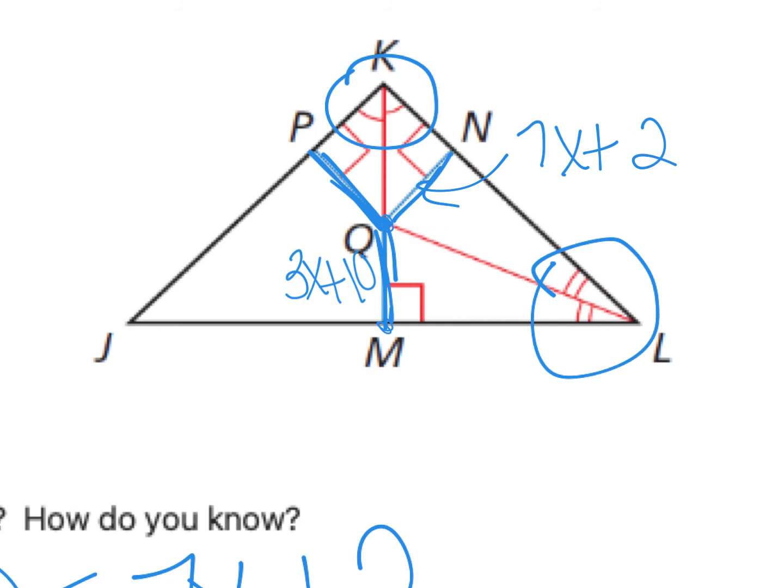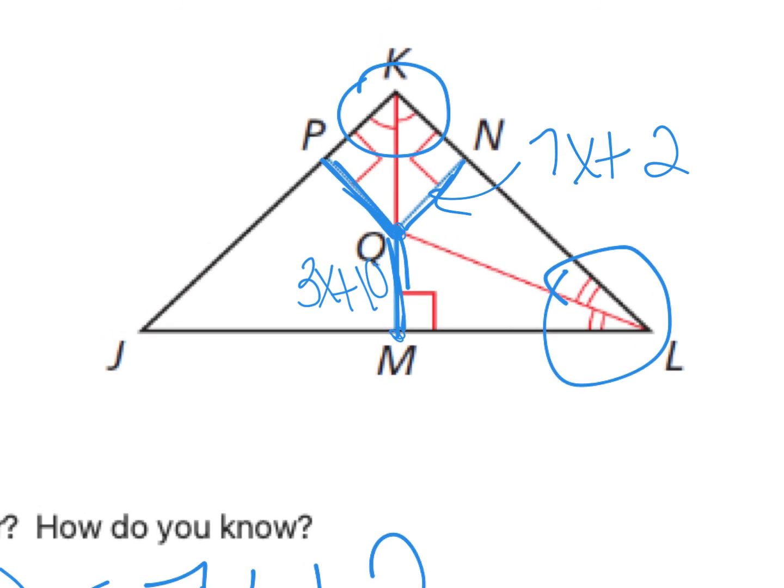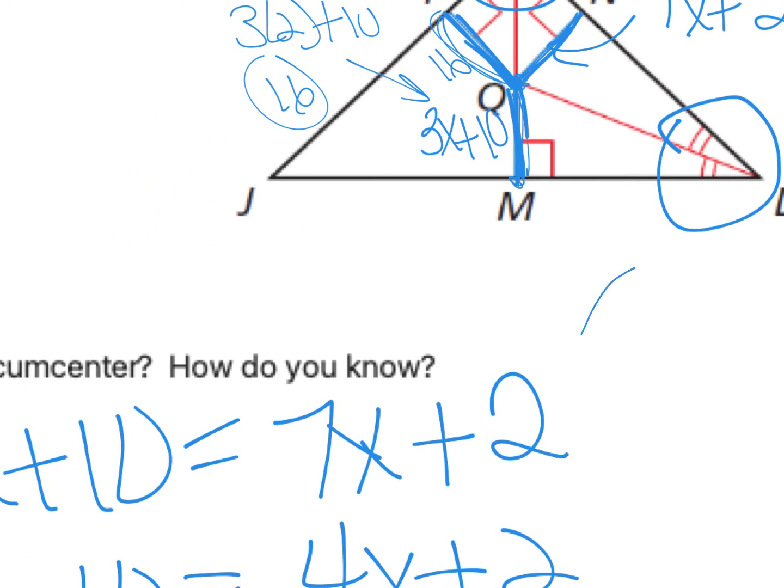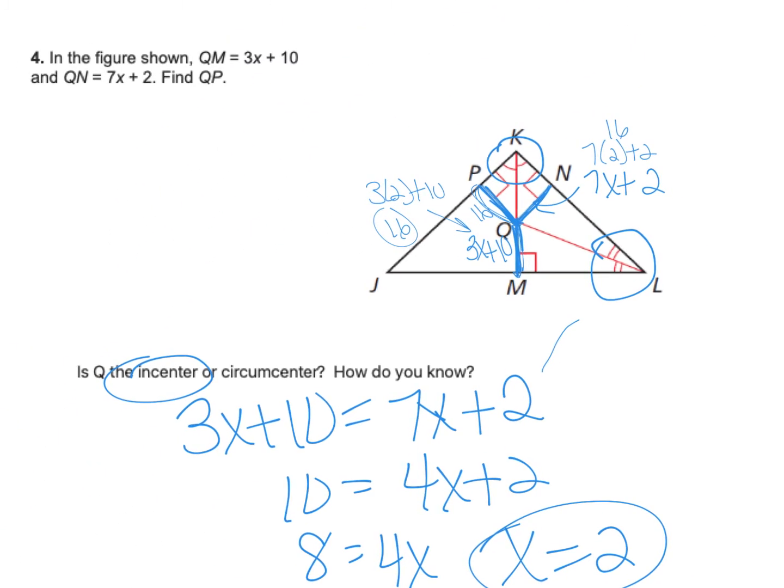So if I said 7 times 2 plus 2 is 14 plus 2, which is 16. If I put it in over here, I would have 3 times 2 plus 10. 3 times 2 is 6. 6 plus 10 is 16, which means that all three sides, this one here is 16, this one here is 16, and this one here is also 16. So PQ is going to be 16 as well.